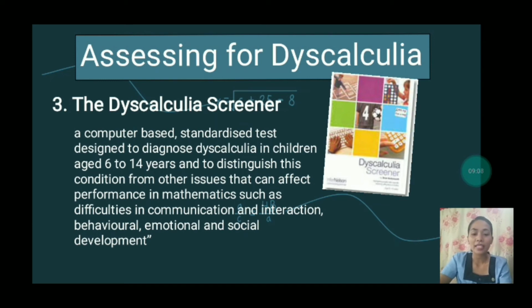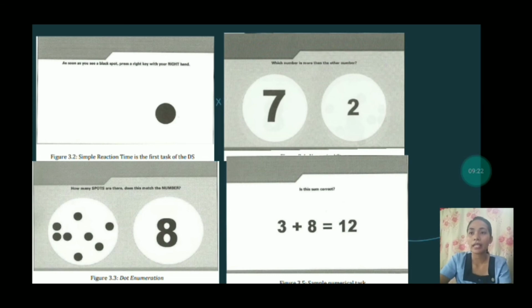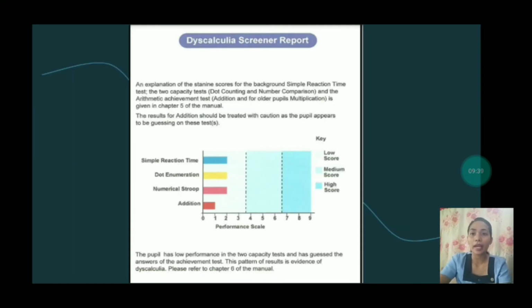So the diagnosis of dyscalculia is based on the results of 4 different tasks. The speed is also considered upon its completion. So these are the activities in the dyscalculia screener. All these tasks deal with numerosity, and thus it helps find out if a child is dyscalculic or not. And here is an example of the output, or the dyscalculia screener report. It says here that the pupil has low performance in the 2 capacity tests and has guessed the answers of the achievement test. This pattern of results is evidence of dyscalculia.